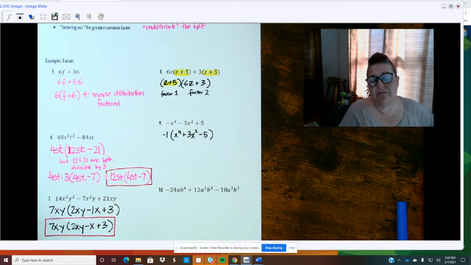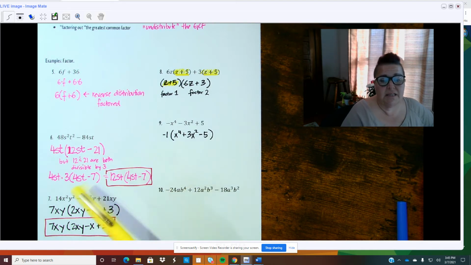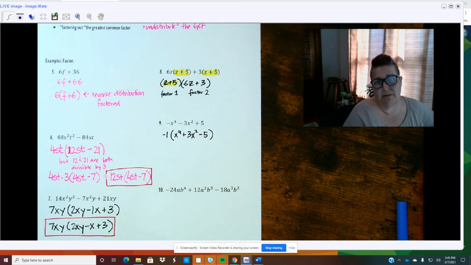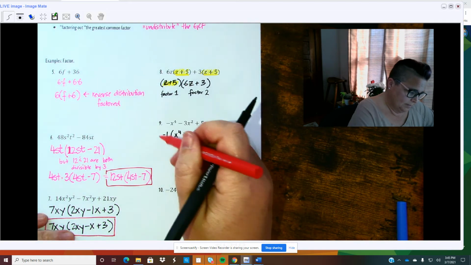Sometimes the only common factor we have is a positive 1 or a negative 1. In this case, I could pull out a negative 1. We often do that when the lead is negative, but we don't do it many other times. So if we're starting with a negative, we will pull out a negative. You see this also in problem number 10.